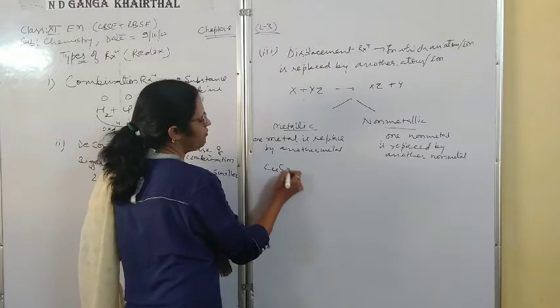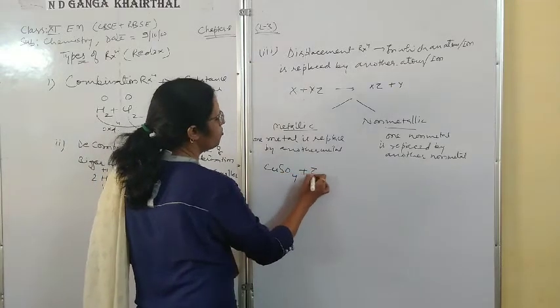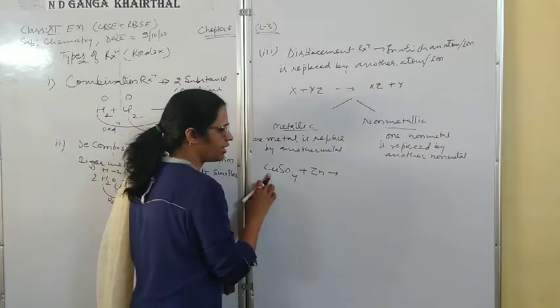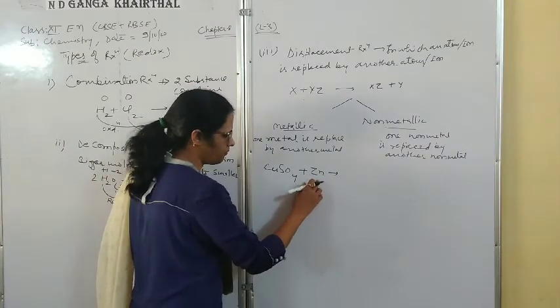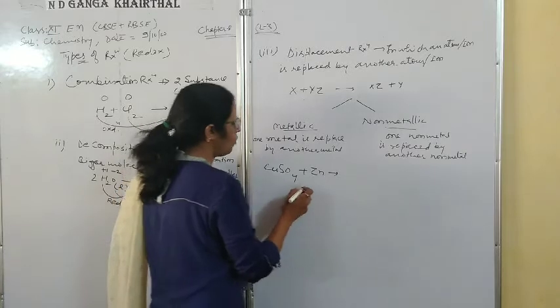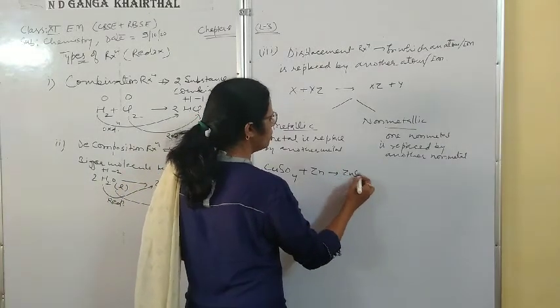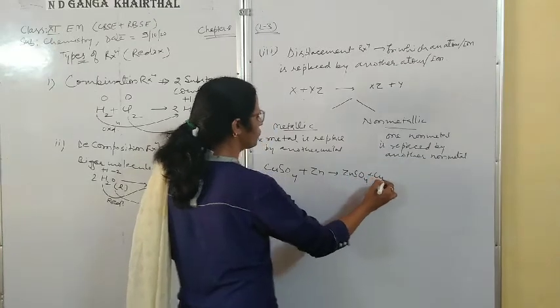So in metallic displacement, for example, we can take a simple reaction which we have read earlier, CuSO4 plus Zn. In this copper sulfate, copper is the metal and it is replaced by this Zn. So the reaction that goes on gives ZnSO4 plus Cu. Clear?